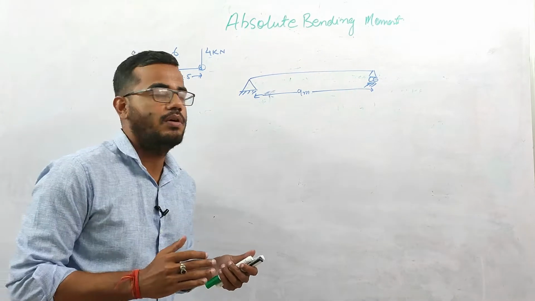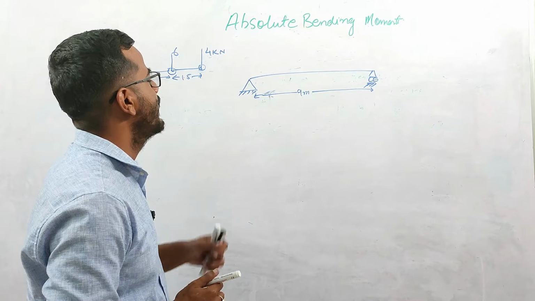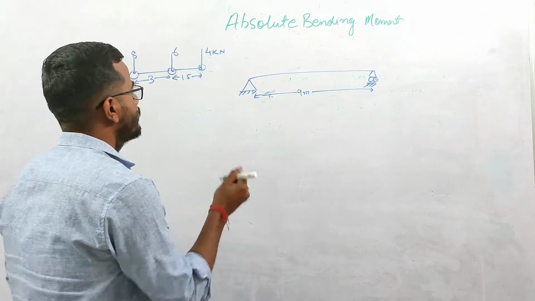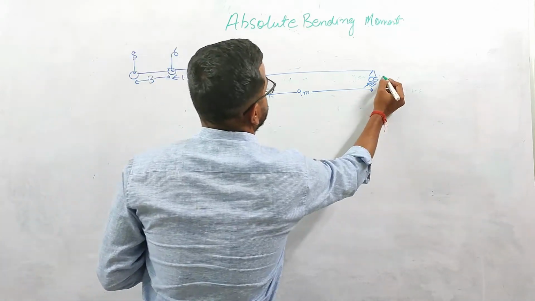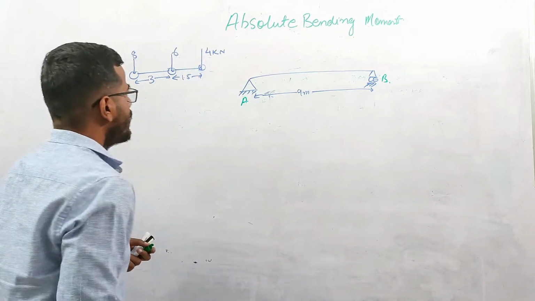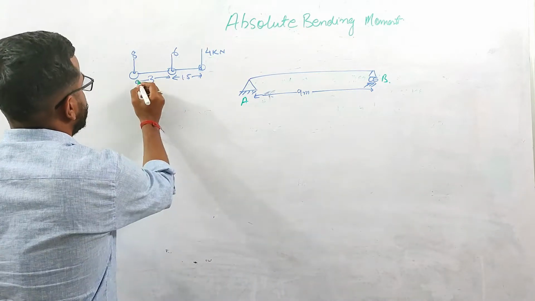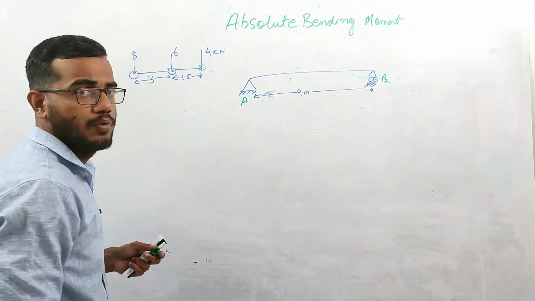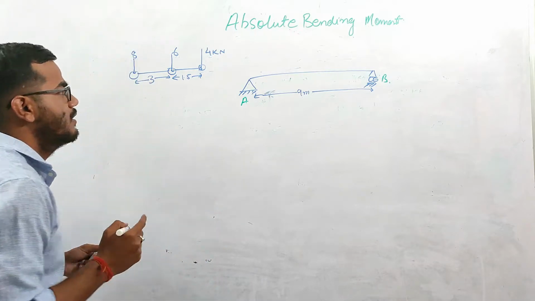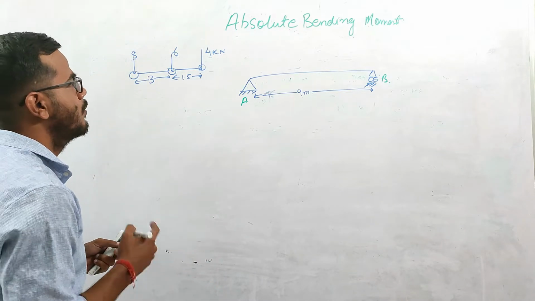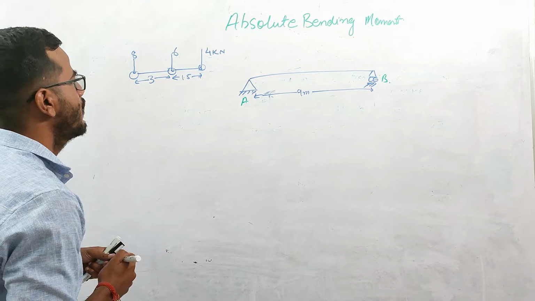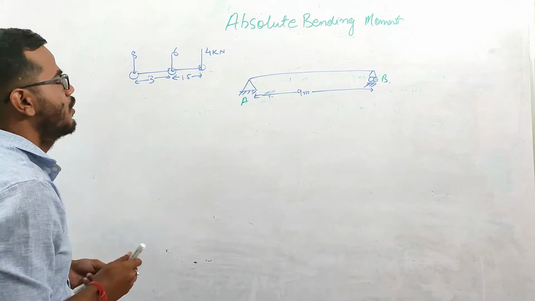Hi guys, so we'll solve one more problem for the absolute bending moment in case of simply supported beam. Let us suppose this is the simply supported beam AB, in which this load system is traversing along this beam. So we need to find what will be the maximum absolute moment generated in this beam when this load system traverses along this beam, right?